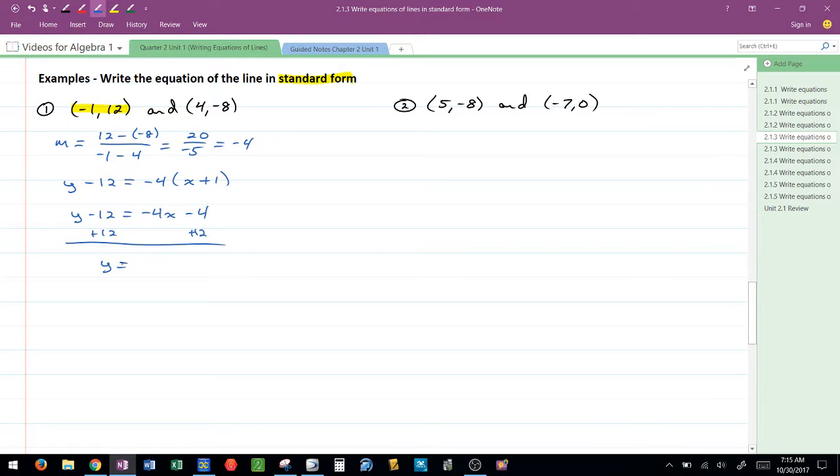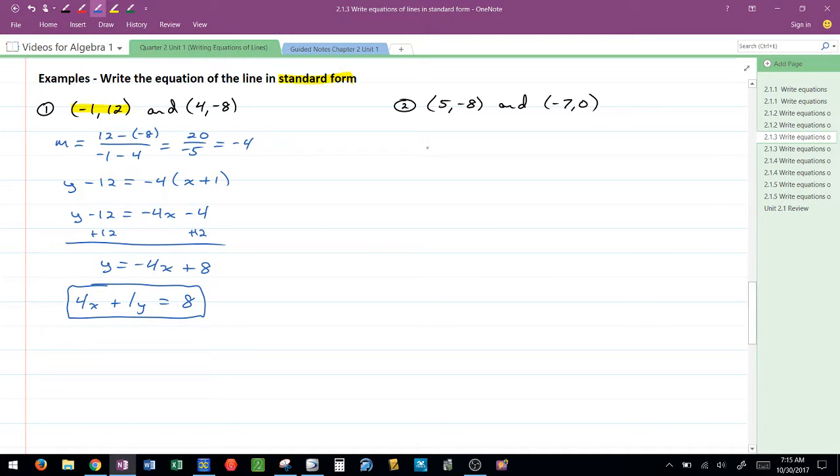I have slope-intercept form as y equals negative 4x plus 8. Move the x by adding it, so this becomes 4x plus 1y equals 8. Do your double check. A is positive, no fractions, no decimals. I'm good. That's standard form.